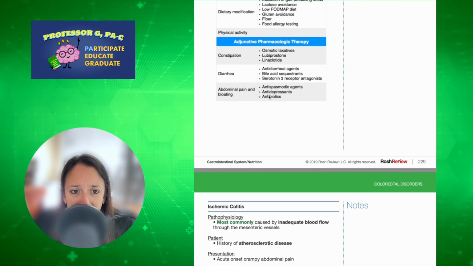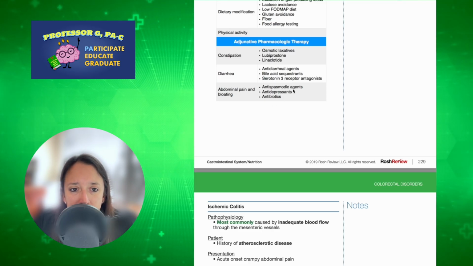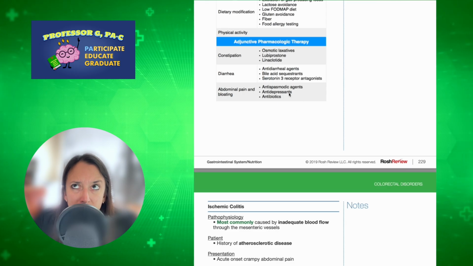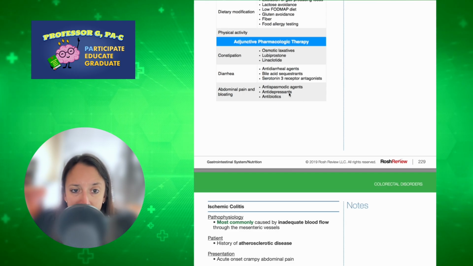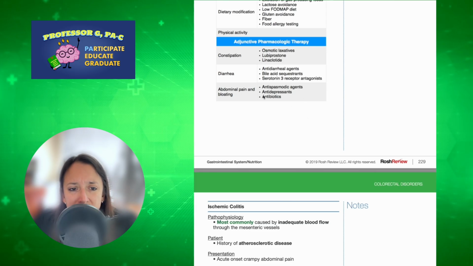For the abdominal pain, again, we can give the antispasmodic agents like Bentyl or dicyclomine. And then there is some cross-reactivity between behavioral health issues, depression and things, and IBS. And I haven't seen them use antibiotics very often, but it says that they can be used.